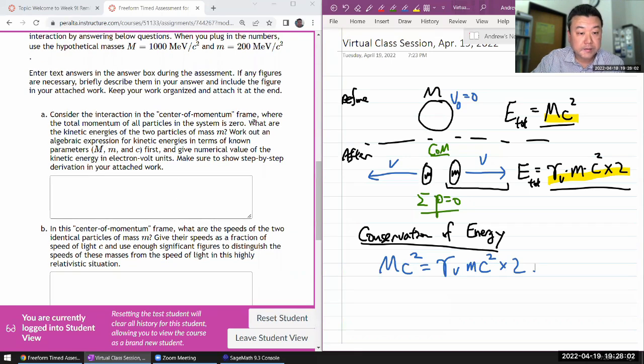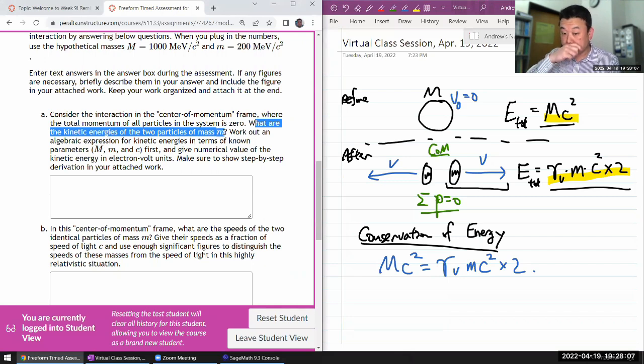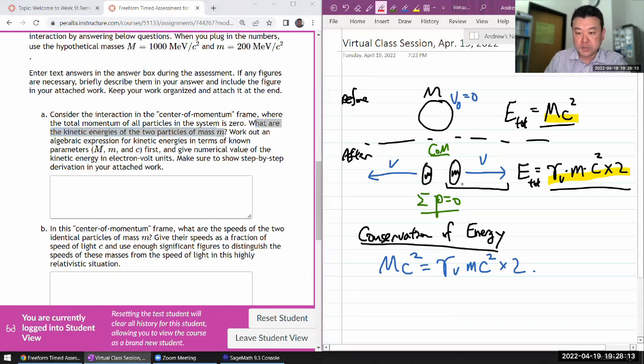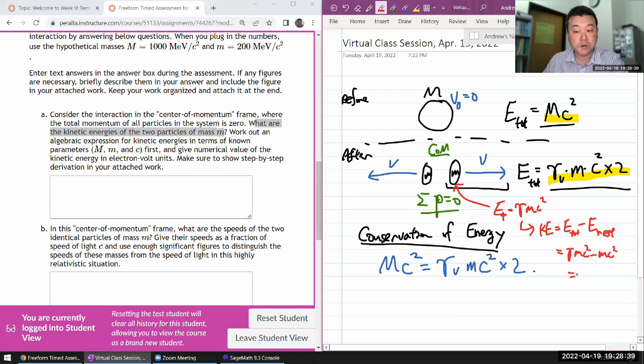So what is it asking? It's asking, what are the kinetic energies of the two particles of mass m? Well, the expression for kinetic energy. If I'm just looking at this mass here, the total energy is gamma mc squared, and we covered in the lecture how the way we like to look at kinetic energy is the total energy minus what we have come to call rest energy. So gamma mc squared minus mc squared, or gamma minus 1 mc squared.